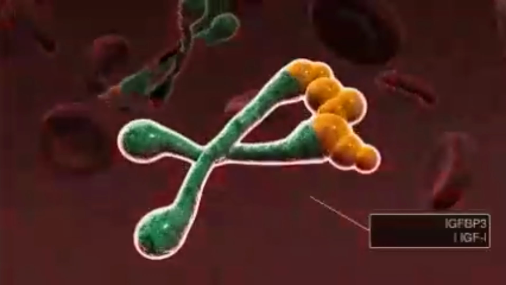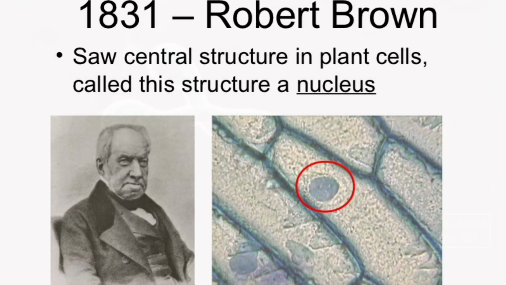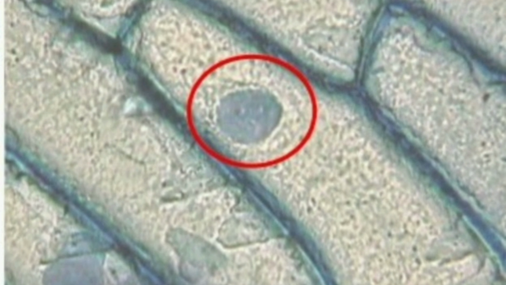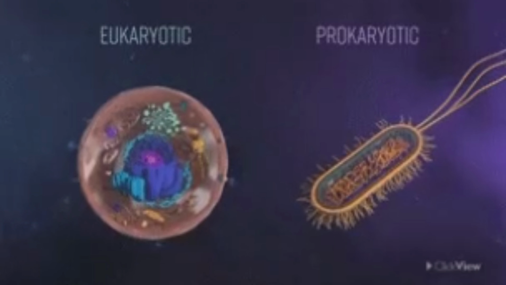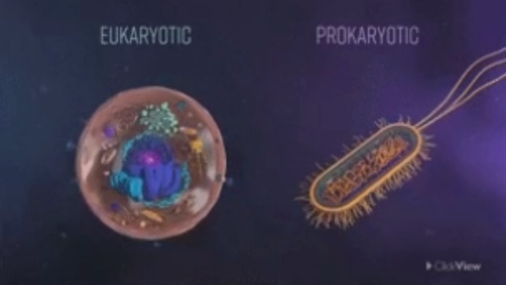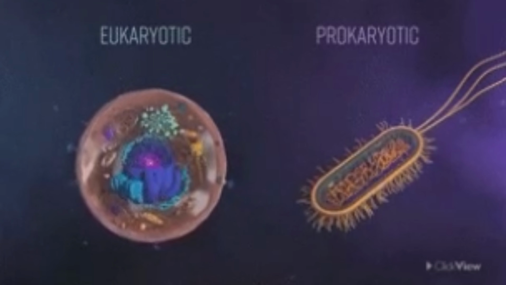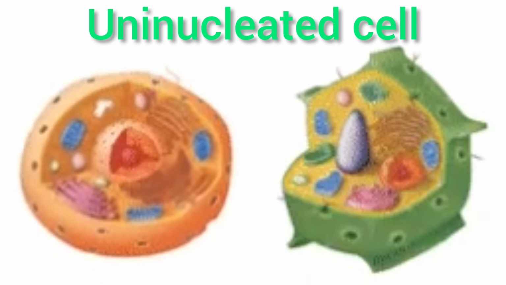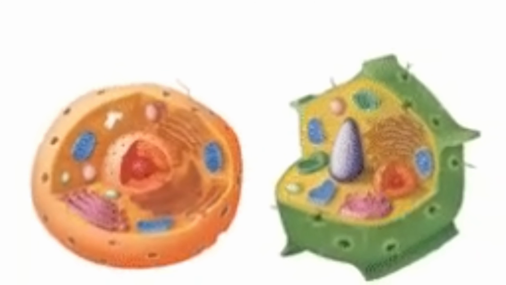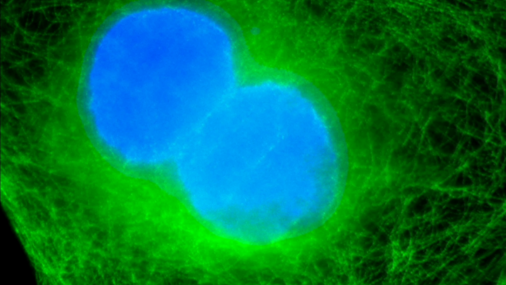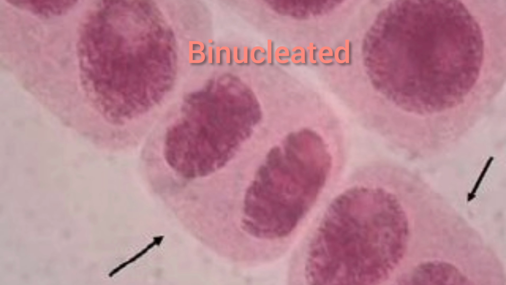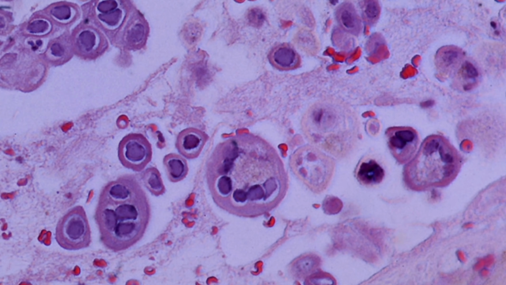Now, who had discovered this nucleus? That is Robert Brown in the year 1831. Now, in some cells, a single nucleus is present. Such a cell is called a uninucleated cell. However, there are certain cells which have two nuclei and they are termed as binucleated. If the cells possess more than two nuclei, they are called multinucleated.